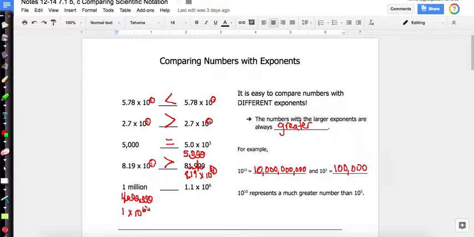Now they both have the same exponent. So what do you think we do if they both have the same exponent? Good, you look at the coefficient or the root number. So how does 1 compare to 1 and 1/10? Good, 1 whole is less than 1 and 1/10. Okay, let's move to the bottom here.